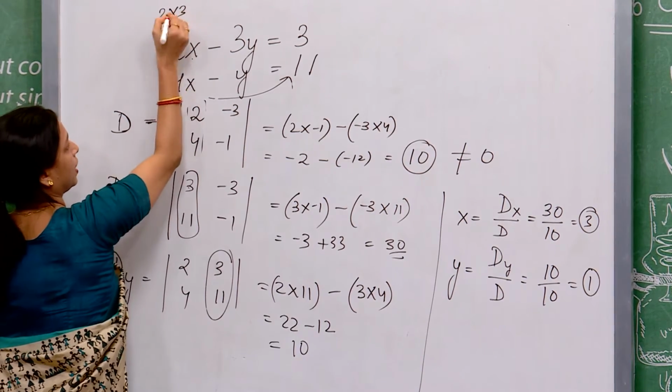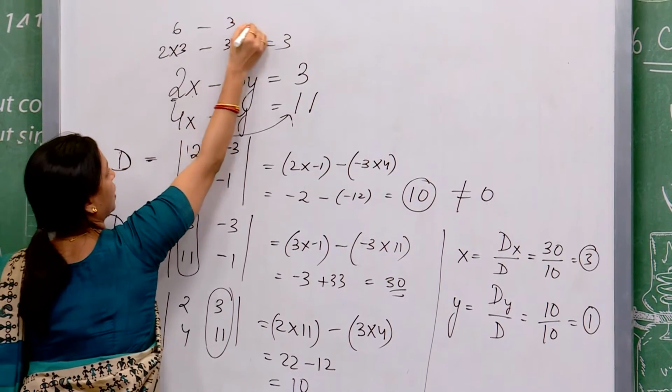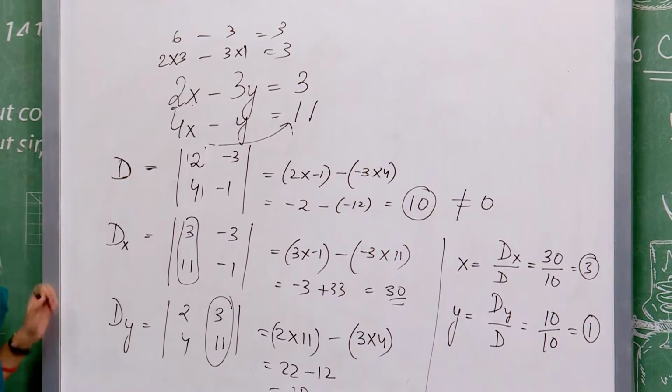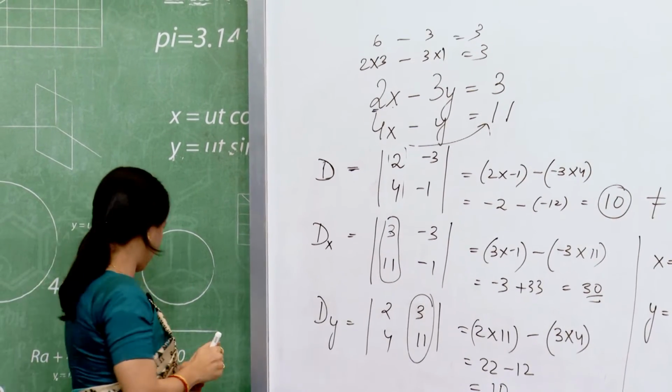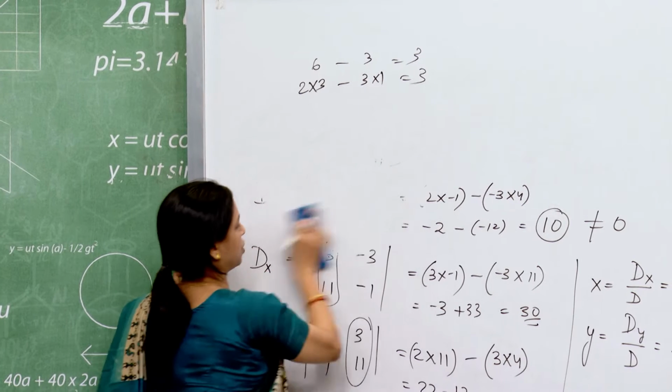So, 2 into 3 minus 3 into 1 equals 3. So, 6 minus 3 equals 3. So, hence verified. Now, let us take another question.